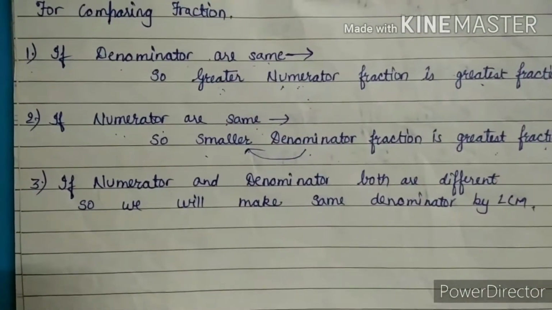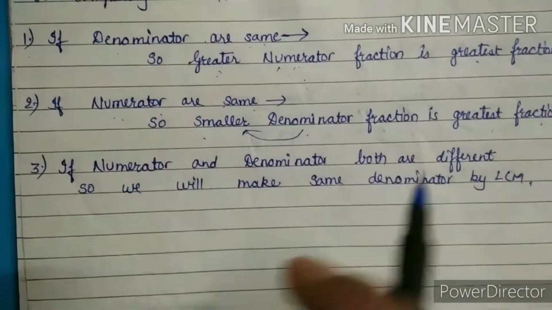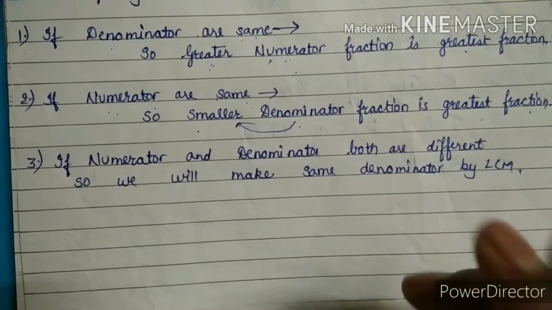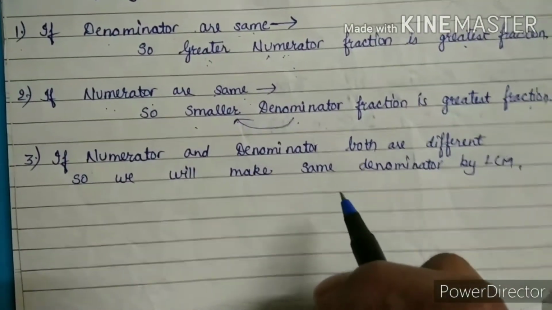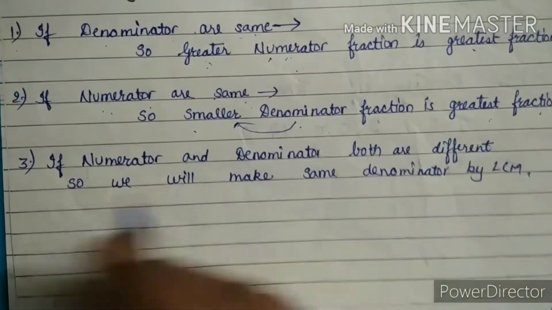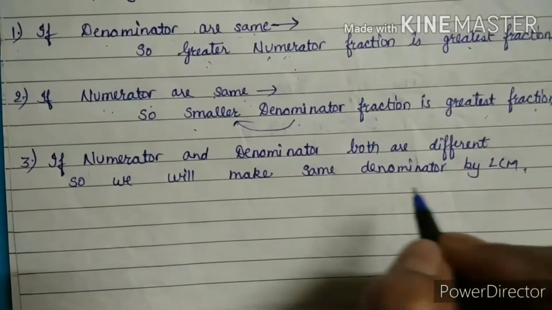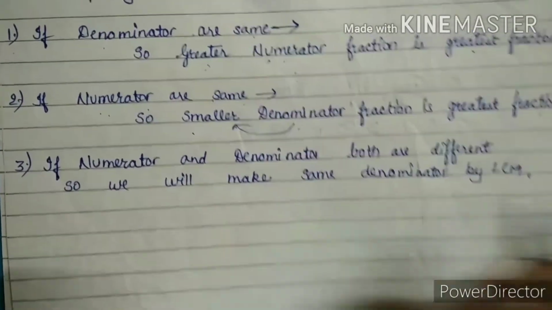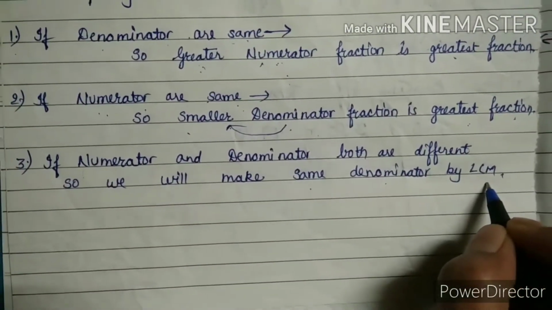But one more condition is there: if the numerator and denominator both are different, then to compare the fractions we will make the same denominator by LCM. So we will make all the fractions' denominators the same by LCM. Now we are going to start our exercise.